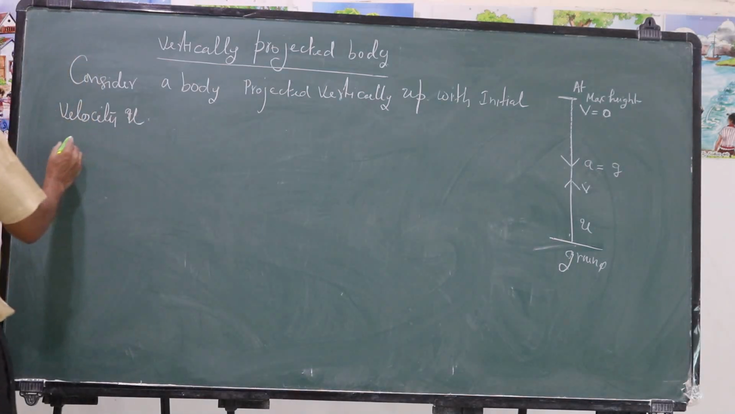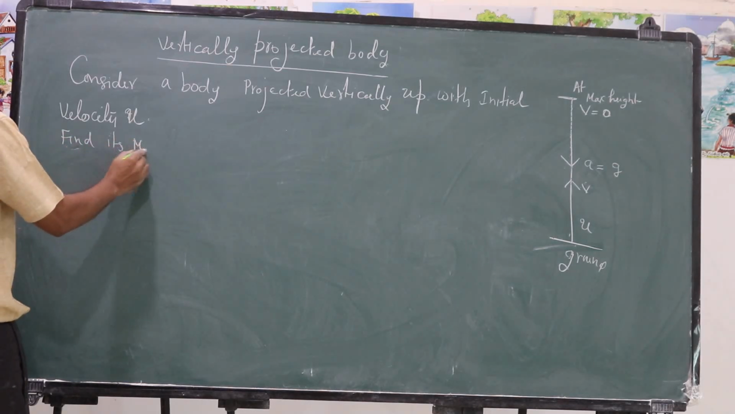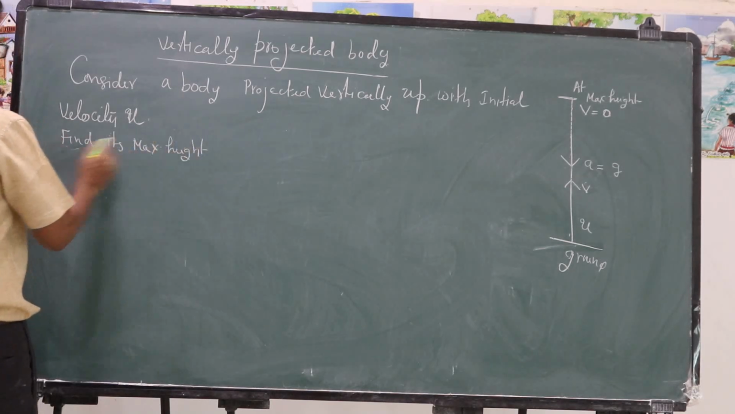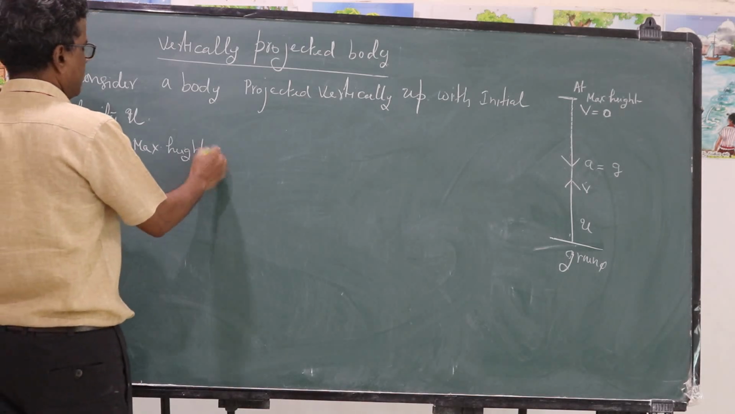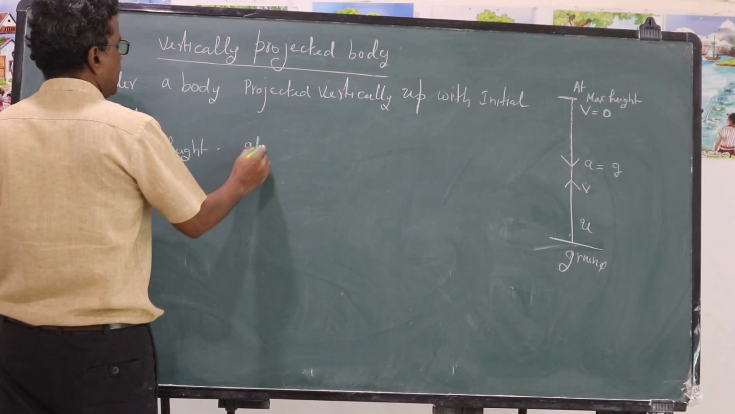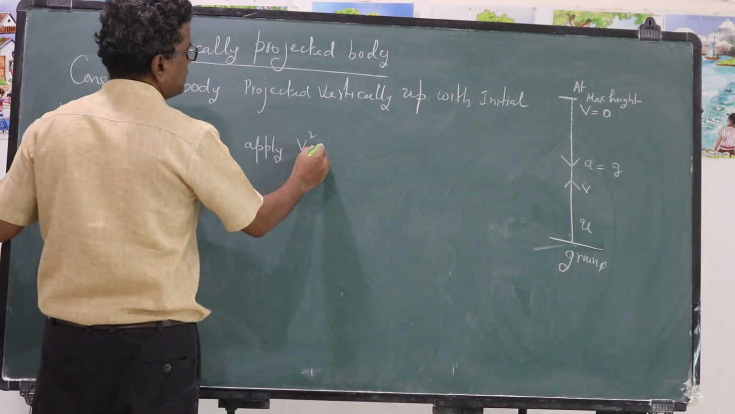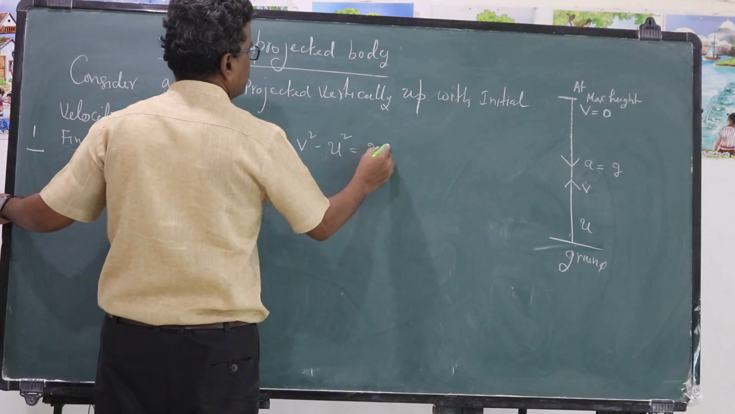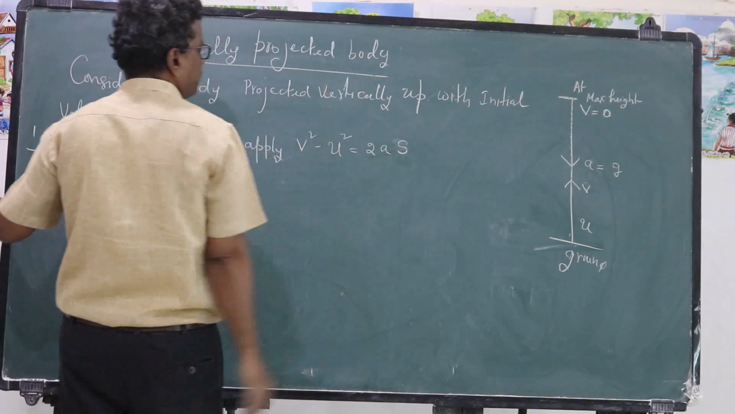Now I want the maximum height. So what is the maximum height? What height will it rise? Find its maximum height. To answer this, I apply v square minus u square is equal to 2as.